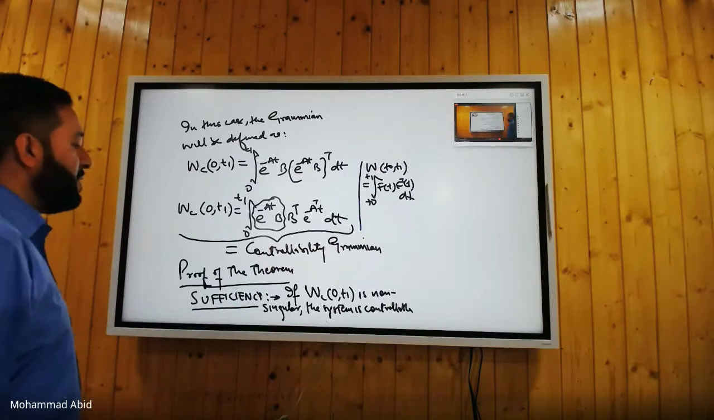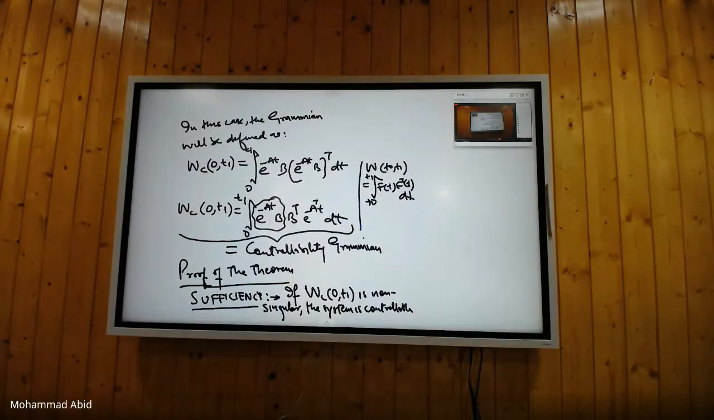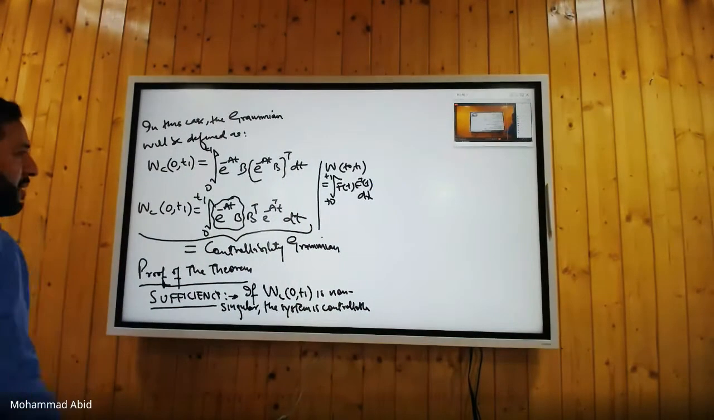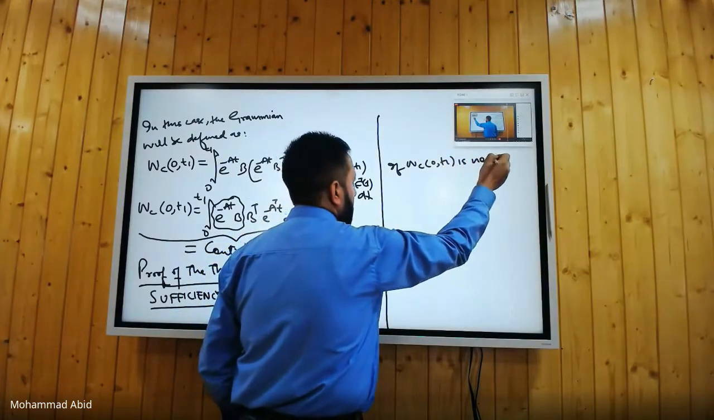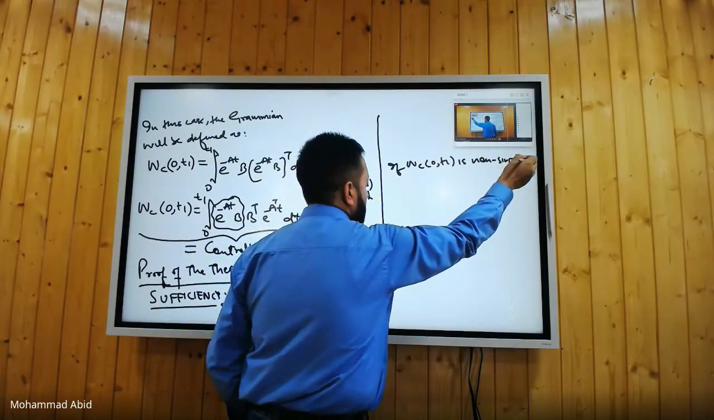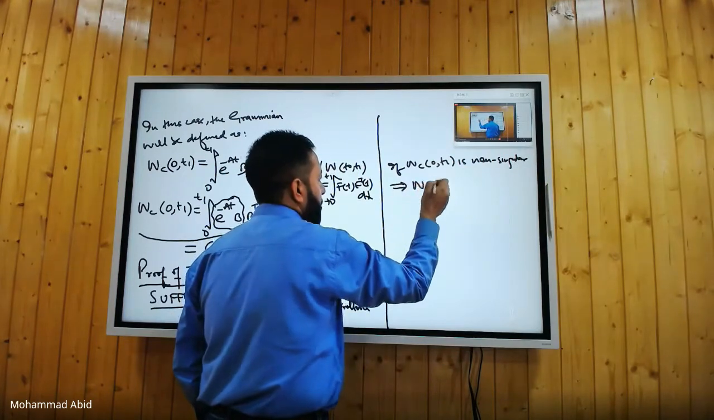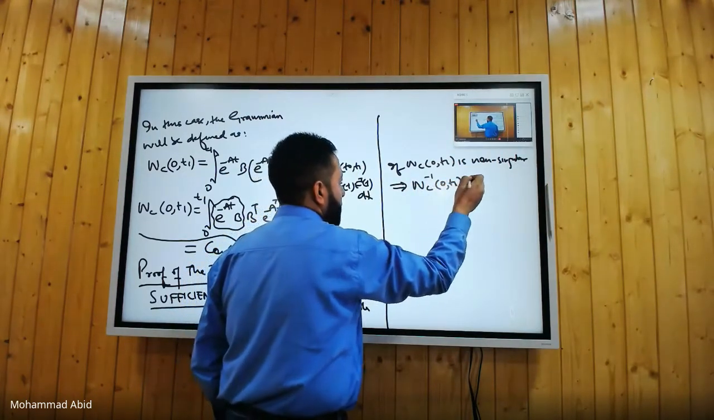So if we are assuming that W_c(0,T1) is non-singular and we have to prove that the system is controllable. तो अगर W_c(0,T1) non-singular है तो इसका इनवर्स एग्जिस्ट करेगा, isn't it? If W_c(0,T1) is non-singular, that implies W_c inverse (0,T1) exists.